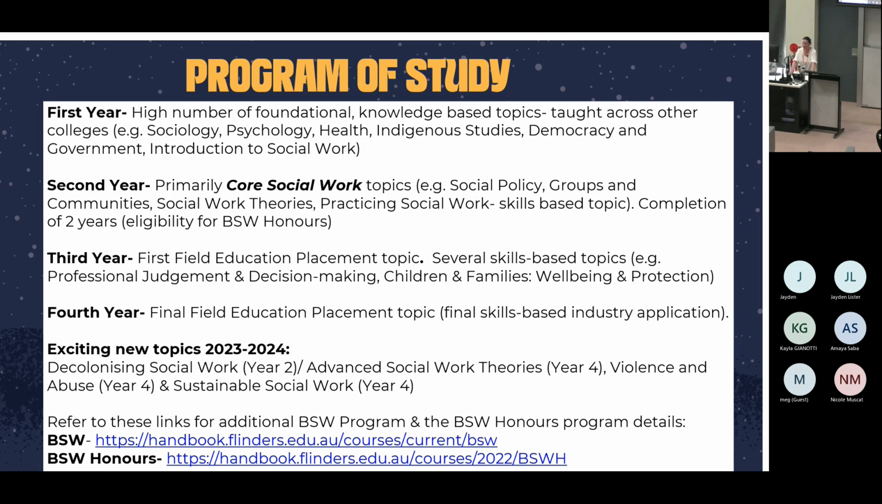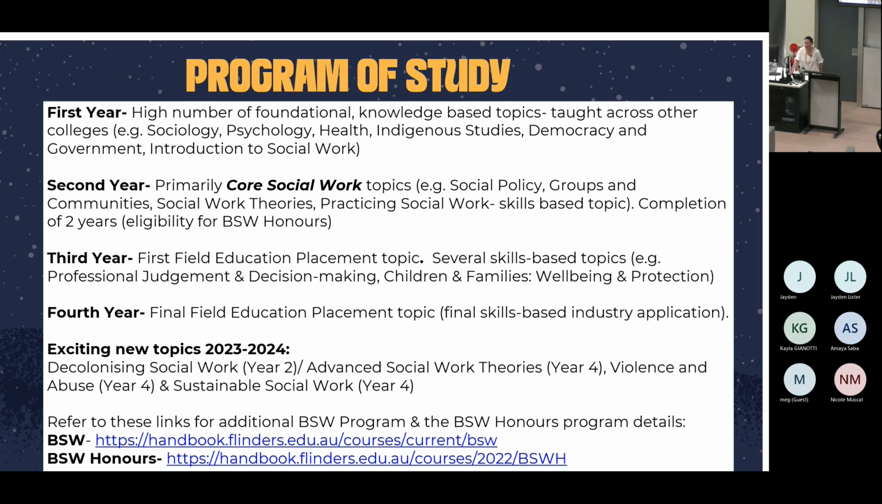In the second year, all of our topics are taught within the social work discipline. So they are core social work topics, and that includes social policy, groups and communities, social work theories, and practicing social work, and there's a high volume of skill-based topics in that second year. And on completion of these 2 years, depending on how your grades are progressing, you could be eligible to apply for the Bachelor of Social Work Honours program.